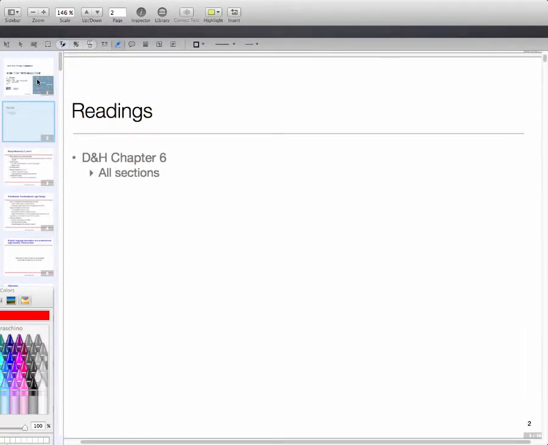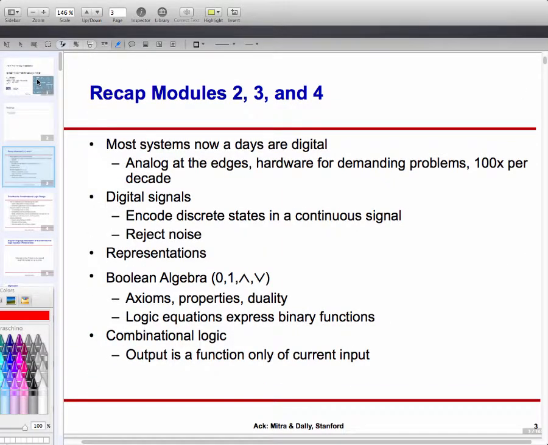So this is chapter 6, all the sections you have to cover. And it's kind of a recap again. So we have gone through thus far in the course how to represent digital signals, both in terms of voltages, how to represent information in terms of bits, how to do this Boolean algebra, and we kind of saw the concepts of combinational and sequential circuits.